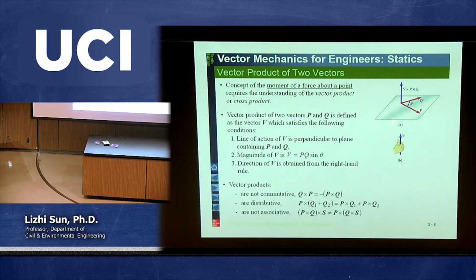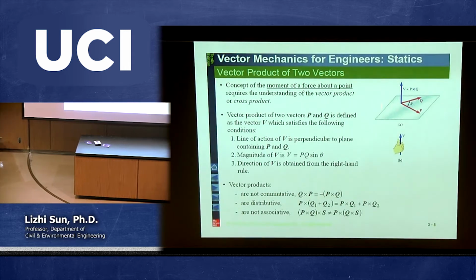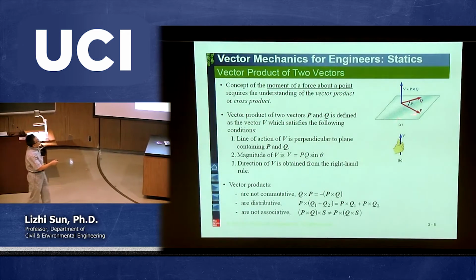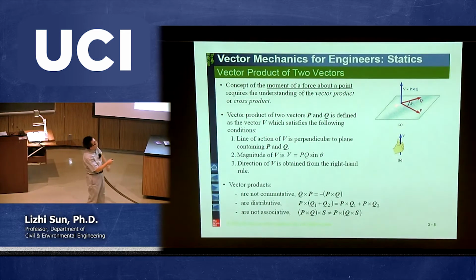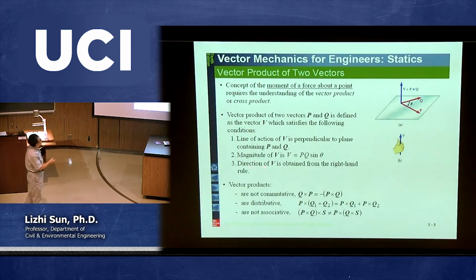And not only perpendicular, because perpendicular can go up or can go down. So then you need to follow the right-hand rule. For example, if you want to have P cross Q, you start with P first, and then using your right hand rotate toward Q, and it should be going up. So this is the product direction. So you combine number 1, number 3, you can say the direction of the vector product V is obtained from the right-hand rule, but is perpendicular to this plane. So this is the direction.